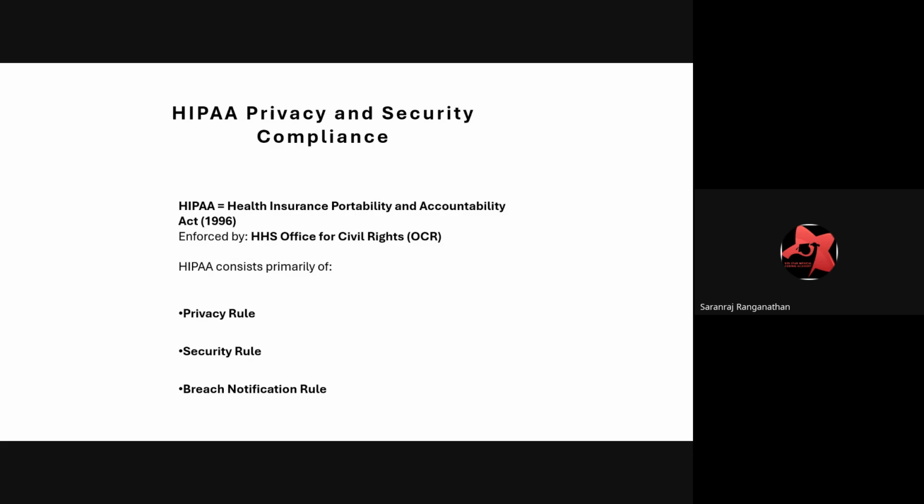So what does HIPAA stand for? Health Insurance Portability and Accountability Act. This is enforced by HHS, the Health and Human Services, along with OCR, which means Office for Civil Rights. Just remember this term, OCR, Office for Civil Rights. I will be providing the notes for all this as well.